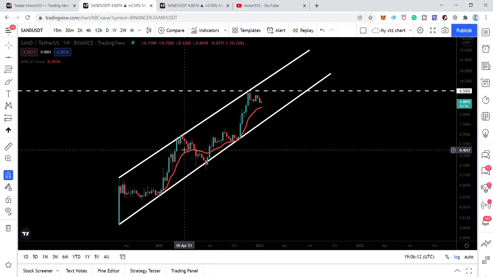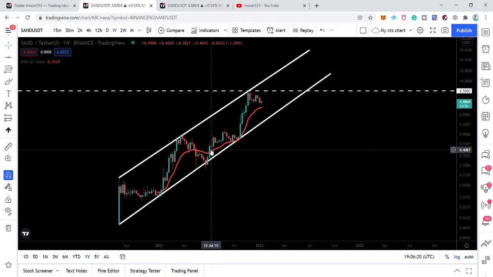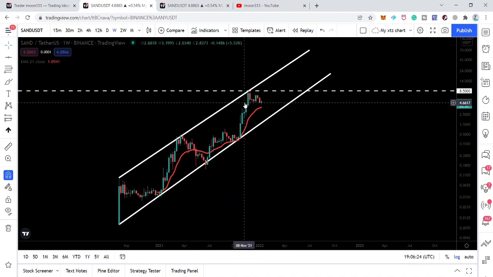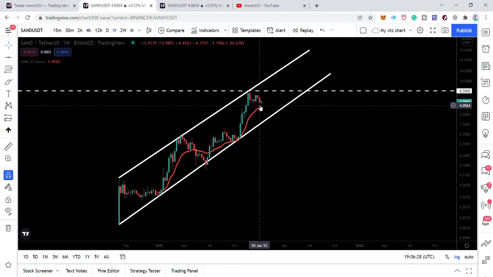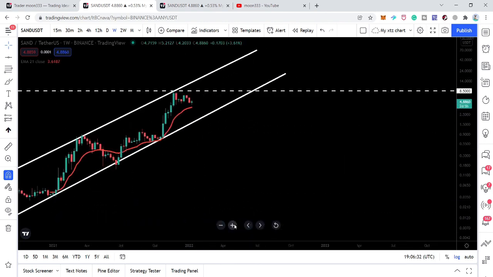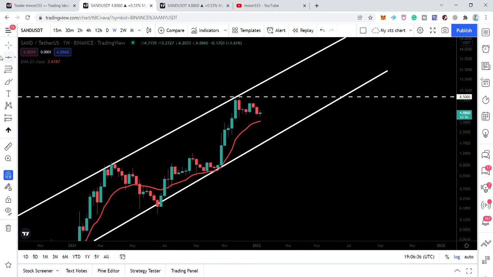It has been working as a nice support during this rally, but here for a while the price line broke it down and used the support of the channel, moved up again, and used the EMA 21 as a support and moved up again. It is also possible that it will test this EMA 21 on this weekly time frame.